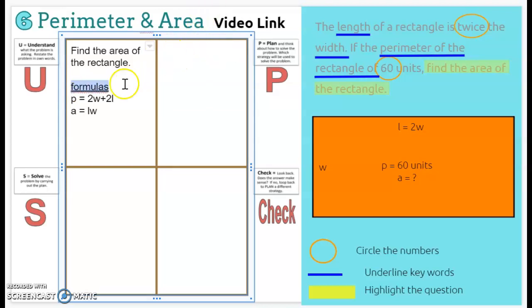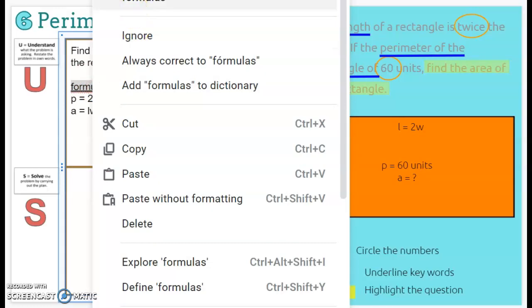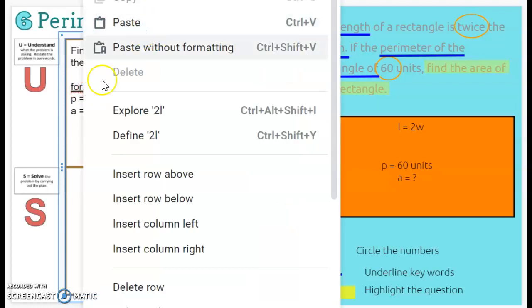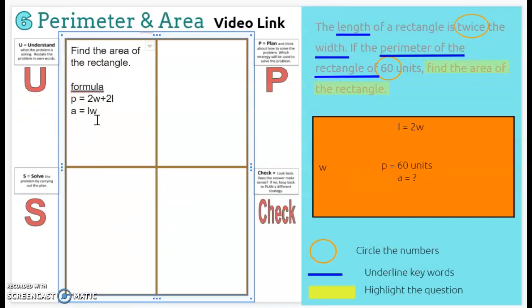And I misspelled that, and I will spell that correctly in a second. Nope, it's spelled correctly. I don't know why they want to umlaut there. Formulas. Or how about we just write formula? That might be better. Nope, they still don't like that. Well, they're going to have to like it. Formula.